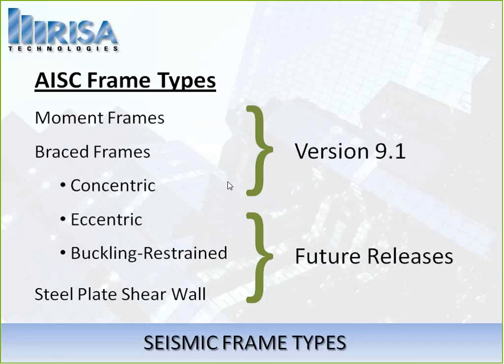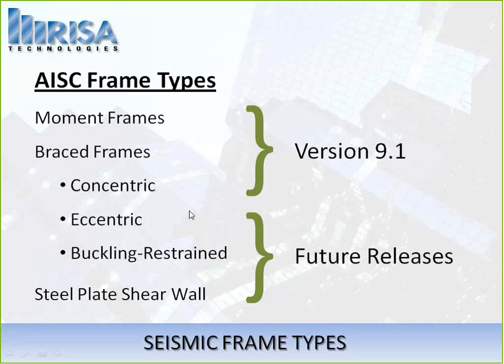Now, with regards to the frame types that we have within here for the design, if you take a look in the seismic provisions, they refer to three basic types of frames: moment frames, brace frames, and steel plate shear walls. For this release that we've just come out with here, version 9.1, we're going to be covering moment frames with all the different associated moment connections that go with them, and we're going to be covering concentric braced frames. In future releases, we plan on looking at adding the eccentric brace frames and the buckling restrained brace frames, and possibly even the steel plate shear wall. But since these frame systems here comprise a majority of seismic framing systems, we figured we would start with the common ones first.